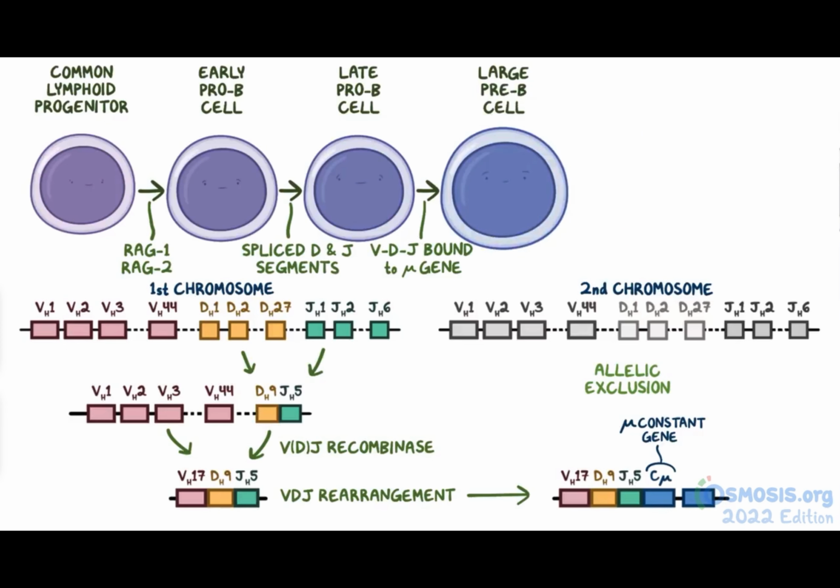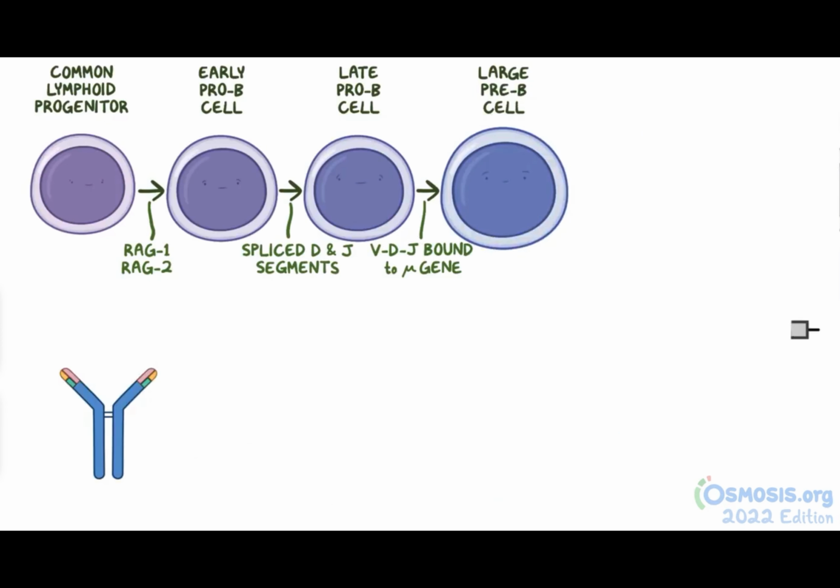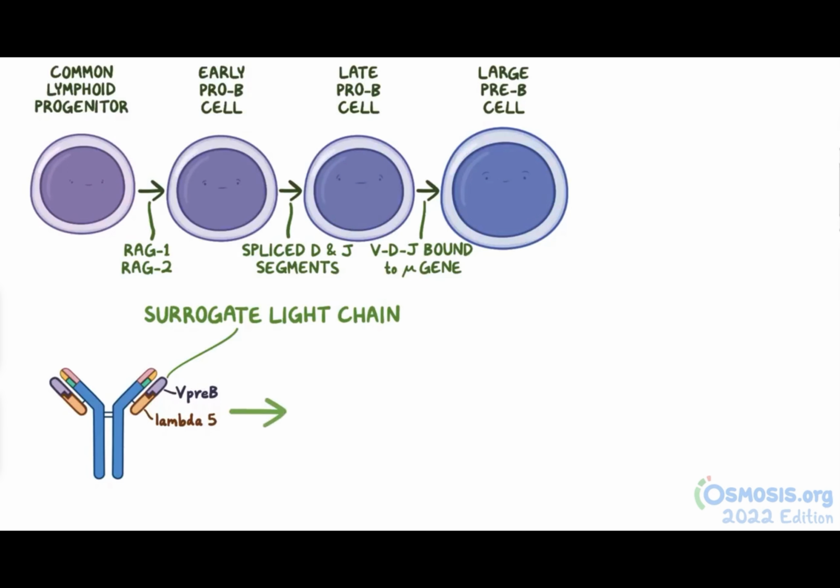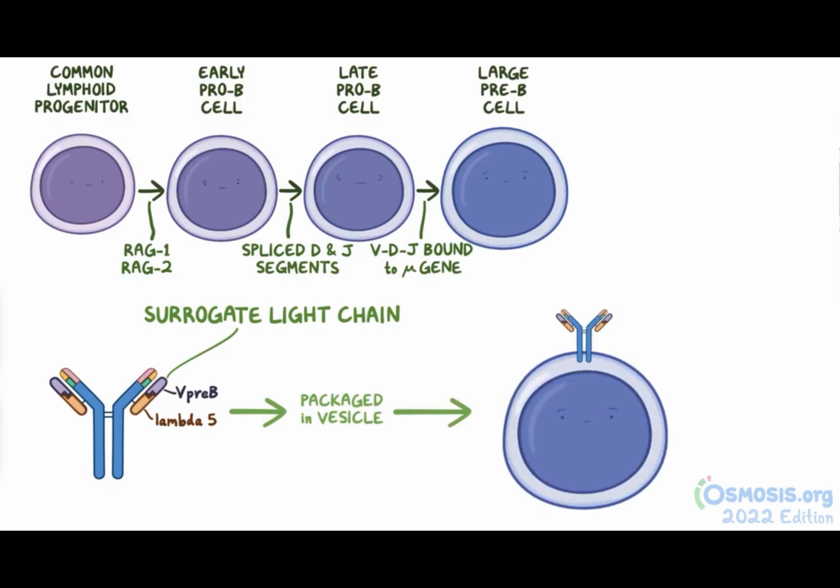At this point, it's time to test out if the heavy chain is functional, by seeing if it can bind to a surrogate light chain and get expressed on the cell surface. The surrogate light chain is made of two proteins, V pre-B and lambda 5, and it's basically something for the heavy chain to practice with until the real light chain is eventually made. The surrogate light chain and heavy chain are joined together and placed in a vesicle, and then that vesicle is sent up to the cell surface.